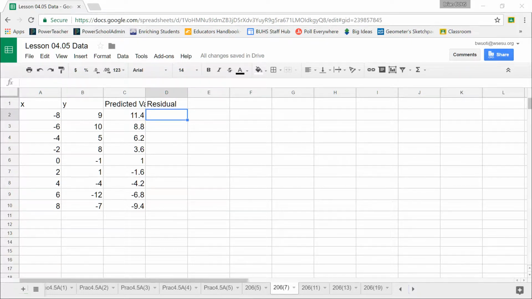All right, you take the data point minus the predicted. There we go. So if I want to calculate that here, I'm going to take the data point and subtract its corresponding predicted value, and I get a residual of negative 2.4. Let's drag that down. Gorgeous. There's my residuals.